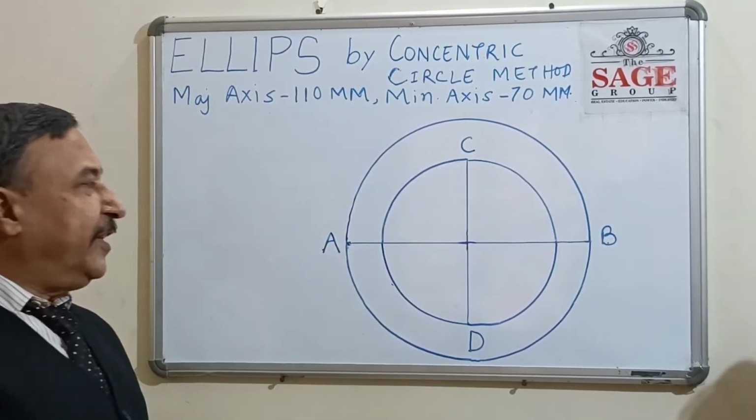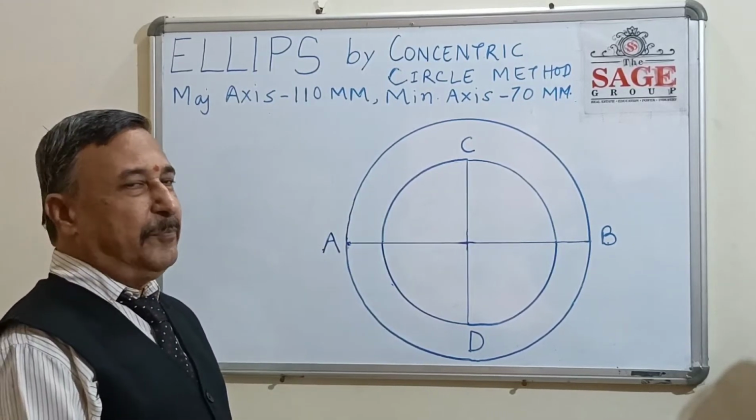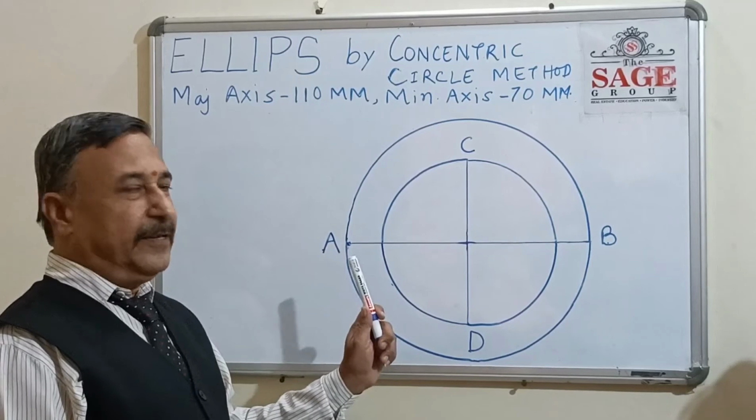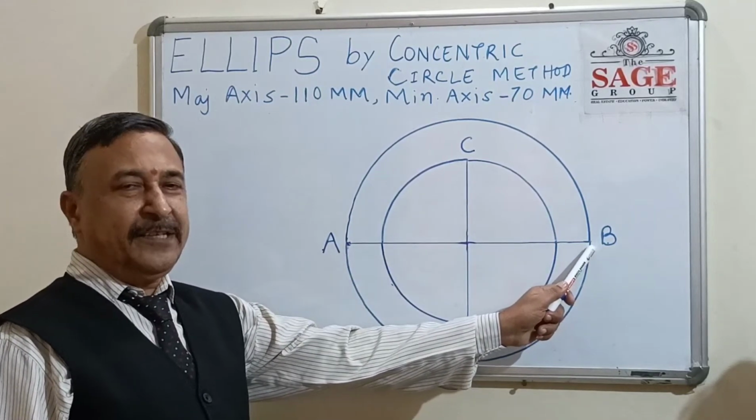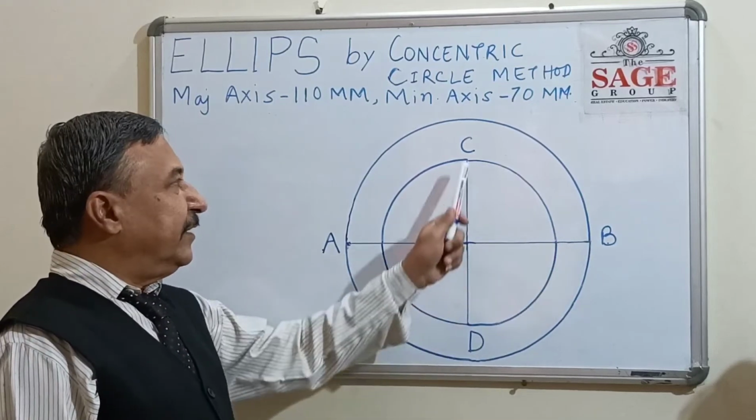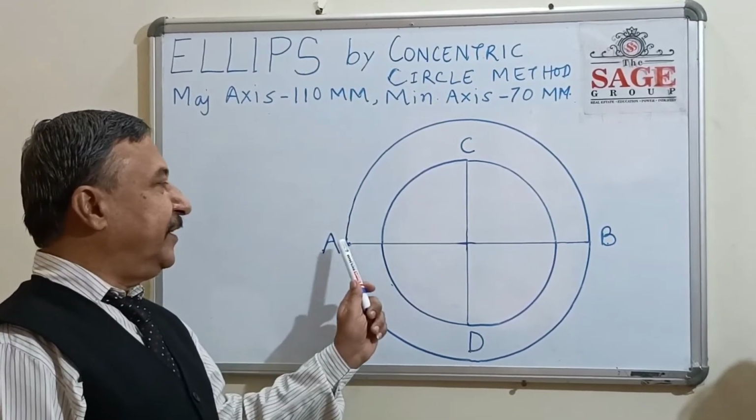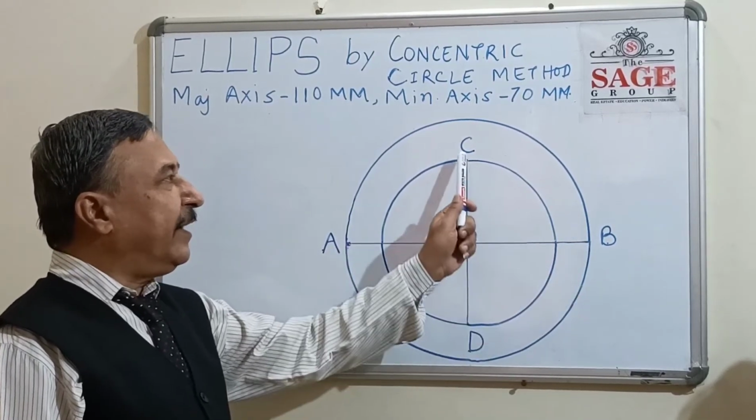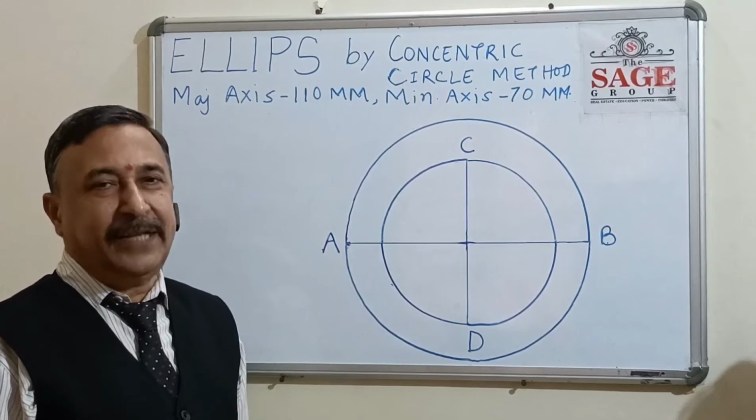Okay, so I have done some initial preparation. Please look here once: this is AB, the major axis, you can draw. This is CD, the minor axis, you can draw. This is 110 mm and this is 70 mm. So you can draw the major and minor axes.